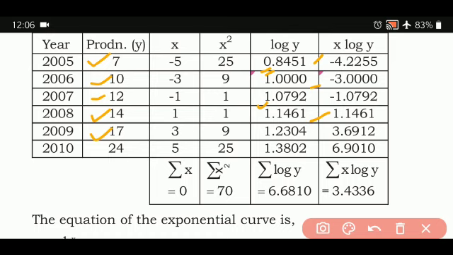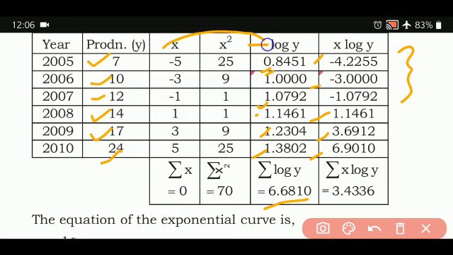Similarly 17, characteristic is going to be 1. Then in the log table, 17, 0 column, 0.2304 will be the answer. 24, again 2 digits, the characteristic is going to be 1. Then go to the log table, 24, 0 column, 0.3802.